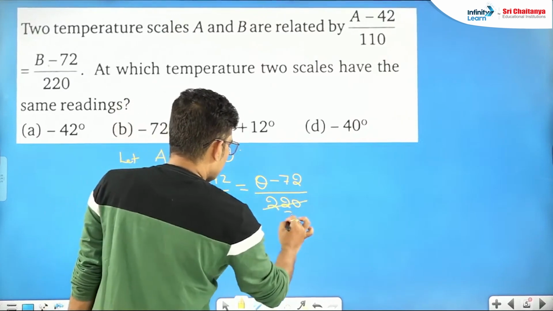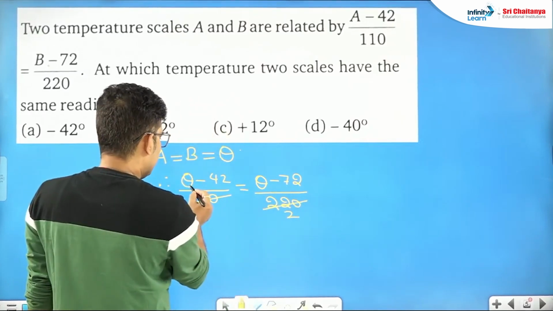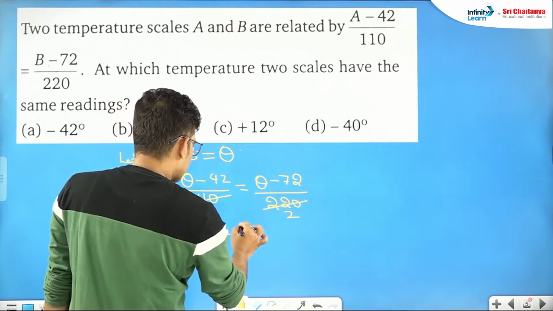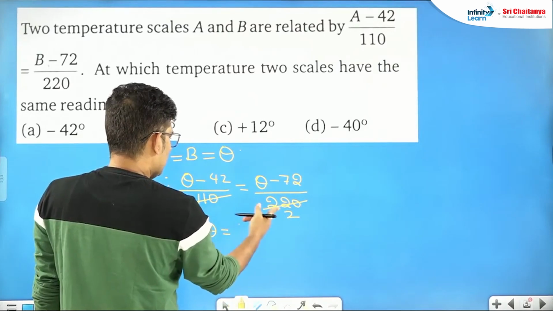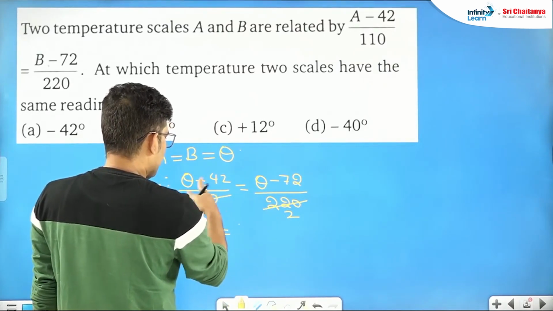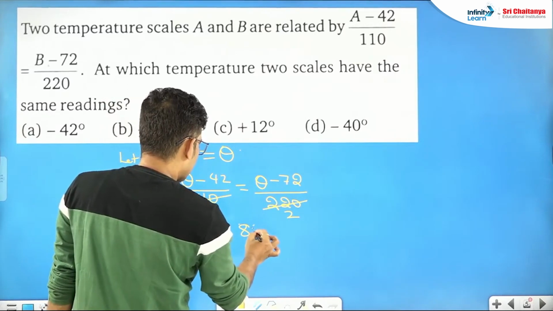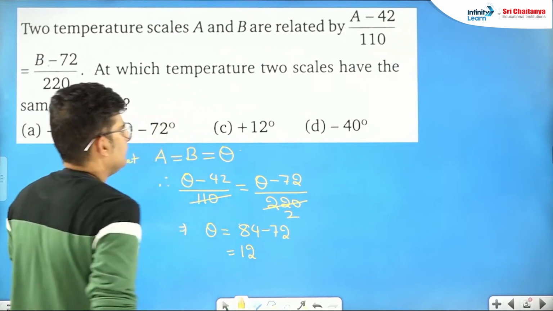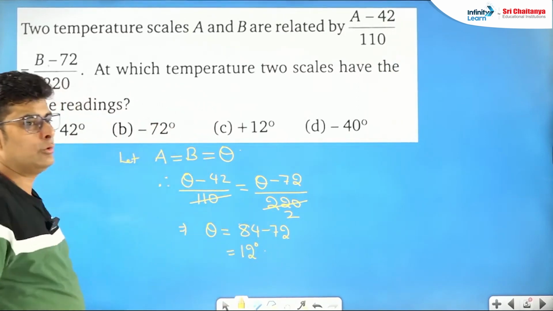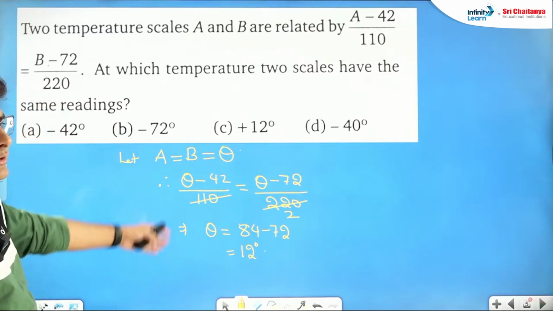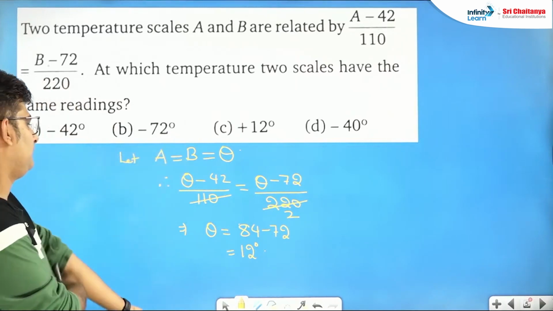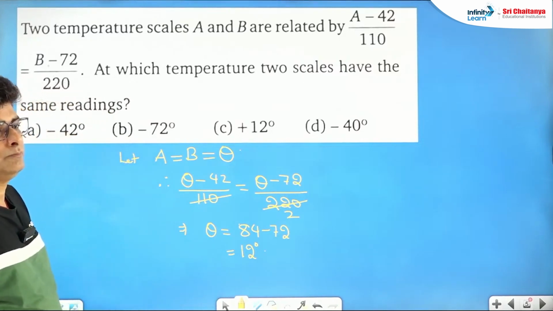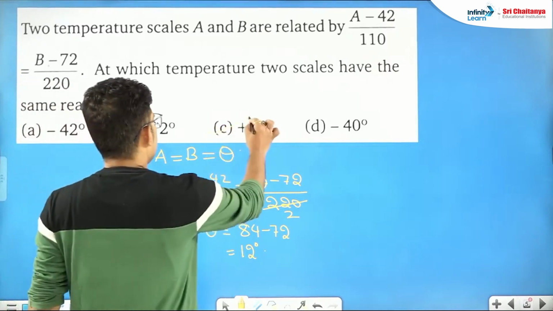Simple question again, just cross multiply. 2 theta minus theta is theta. This will become 42 2s are 84, minus 84 goes that side, becomes plus 84 minus 72. So this will become 12 degree. So the correct option over here is which one? The option C is correct. Clear to everyone? Yes. So C option will be correct.